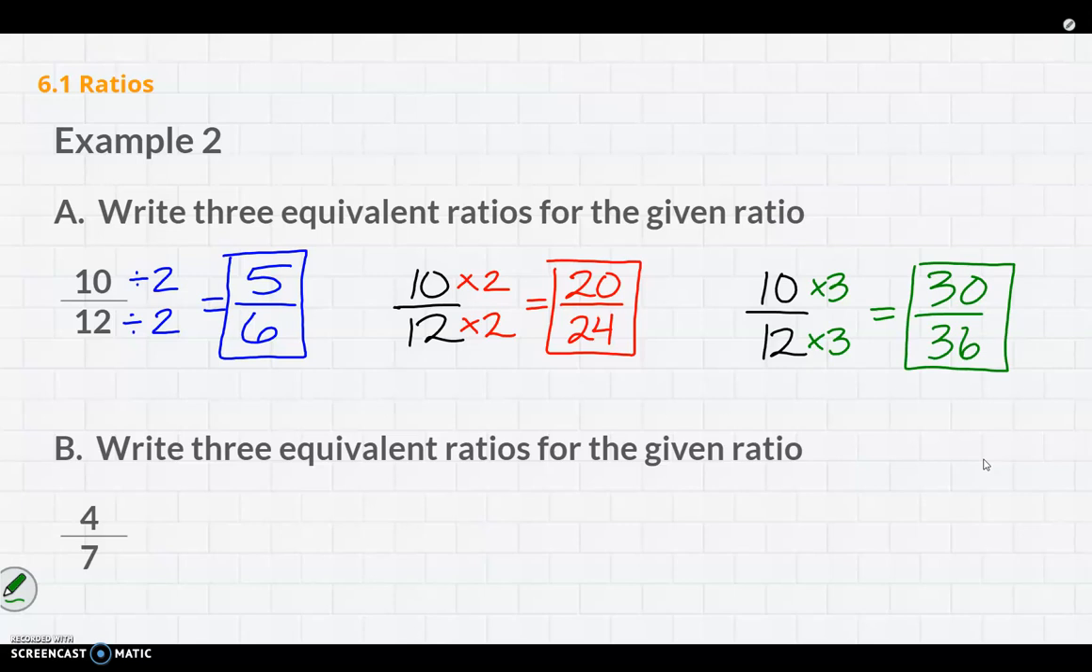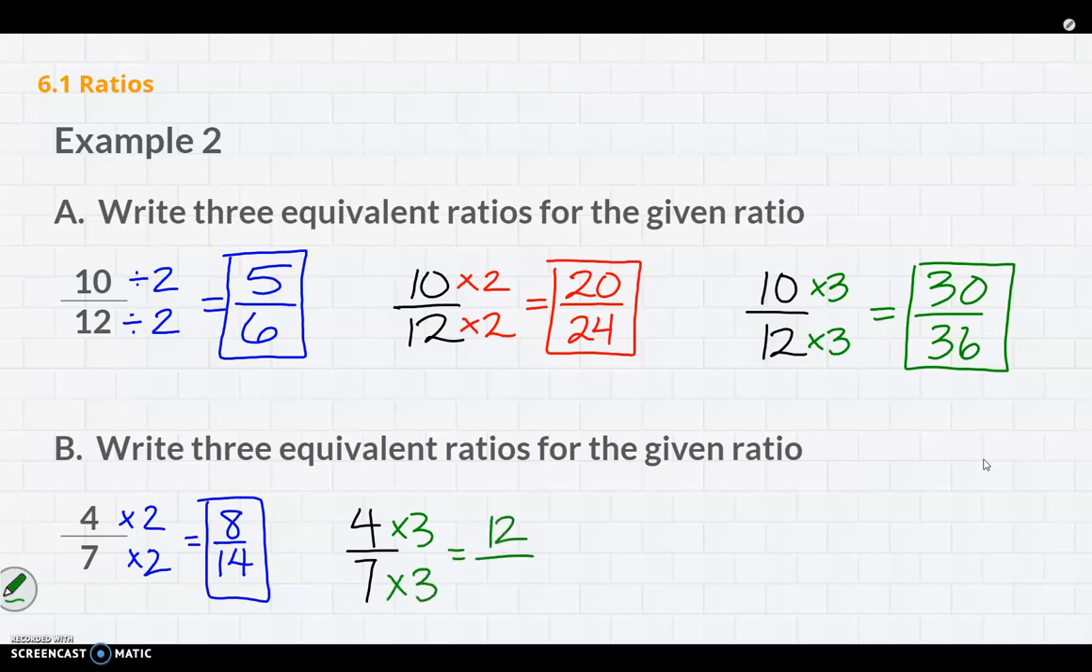Doing the same thing in part B, writing 3 equivalent ratios. So I noticed that 4 to 7, okay? 4 and 7 are not divisible by the same number. So I can't really divide by anything. I might just have to stick to multiplying. So I'm going to start by multiplying each by 2. And that will give me 8 to 14. So this is one of my equivalent ratios. I might choose to multiply by 3 as my next option. Multiply by 3, multiply by 3. So I get 12 to 21.